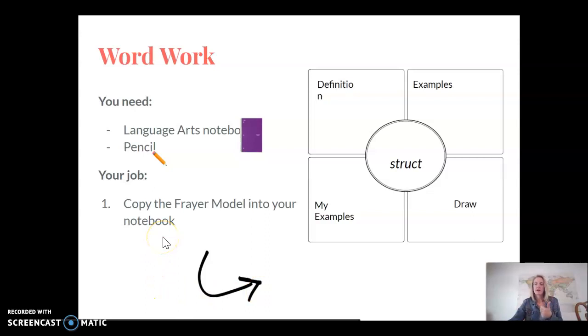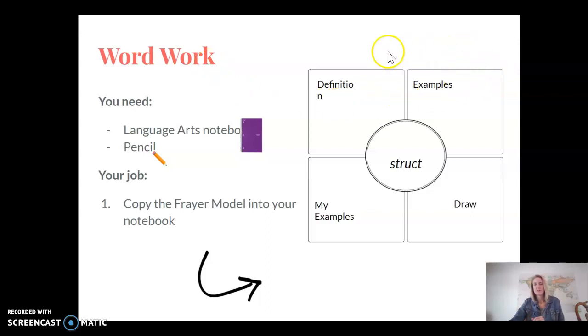Right, we'll be using our English or language arts notebook, and then our pencil. All right, now you'll notice this title right at the top is the title you could use in your table of contents. Write today's date on the next blank page that you have in your notebook. And then you're going to write word work as the title of your paper.